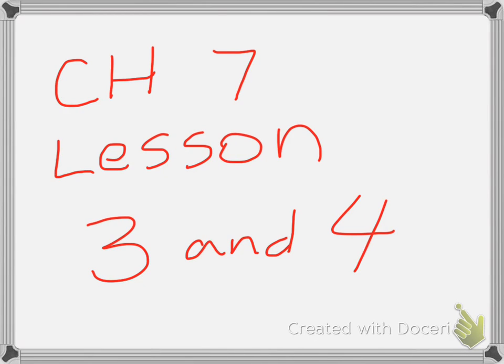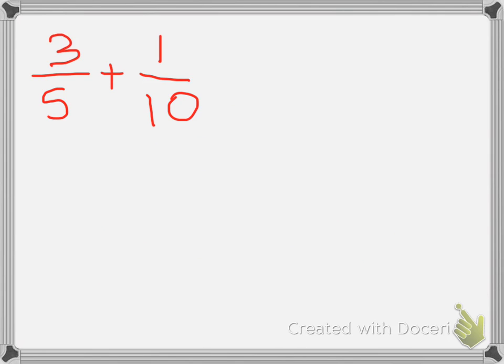Chapter 7, Lesson 3 and 4. 3 and 4 are both the same. They'll be adding and subtracting fractions with unlike denominators, so we have to find a common denominator before we can add or subtract. So here we have 3/5 plus 1/10. We cannot add this together because we don't have a common denominator. It has to be the same, just like in lesson 1 and 2.